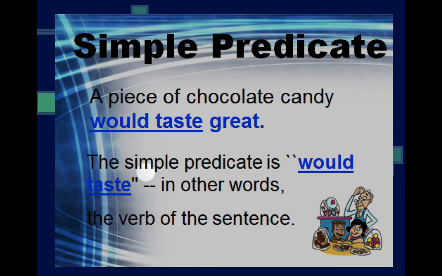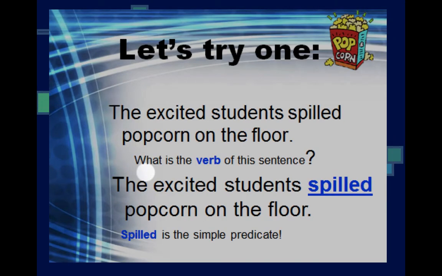Predicate again is the verb of the sentence. Another example here is the excited students spilled popcorn on the floor. What is the verb of this sentence? What did the students do? What is the action in the sentence? It's spilled, so spilled is the simple predicate.